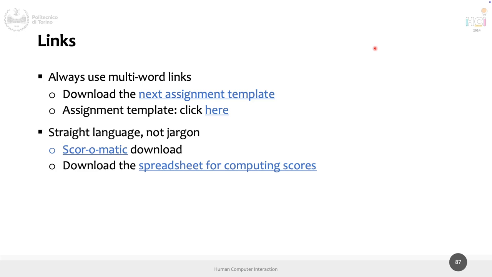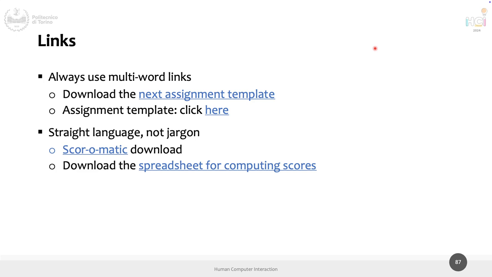Links: always use multi-word links, especially on the web. On the web, there is an accessibility guideline that says the text in a link should fully describe what the destination of the link is. And you cannot fully describe it with one word. So not "click here". "Here" is not a full description of the goal of that link. But "next assignment template" is the destination of that link. So multi-word, descriptive links, especially on the web, but even if you have links in internal applications.